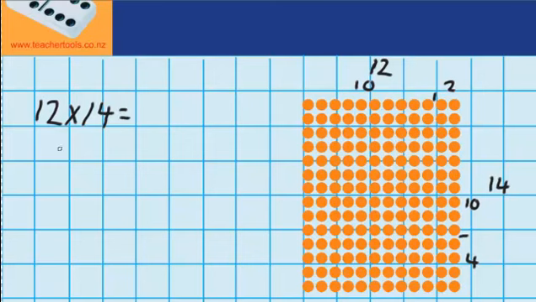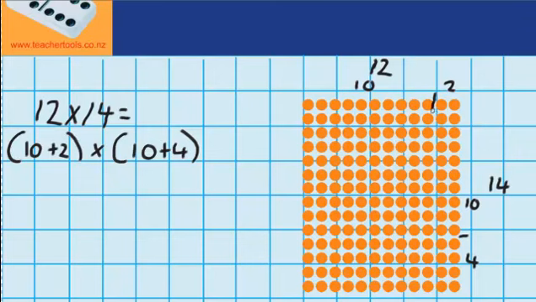Now I'm just going to record over here what I did. I split the 12 into a group of 10 and a group of 2, which you can see up the top here, and I'm going to multiply that by a group of 10 plus 4, which you can see we did over here. So let's start by breaking this array into some parts.